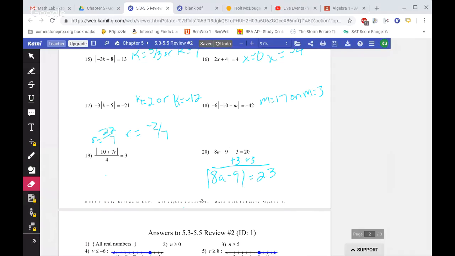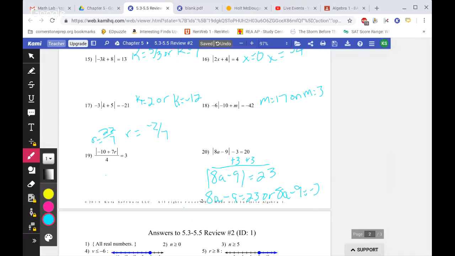And then we're going to set it up with its two possible answers. So you'll have 8a minus 9 equals 23, or 8a minus 9 equals negative 23. So we'll add 9 to both sides, and you'll get 8a equals 32. Divide both sides by 8, and you'll get a equals 4. So a equals 4.